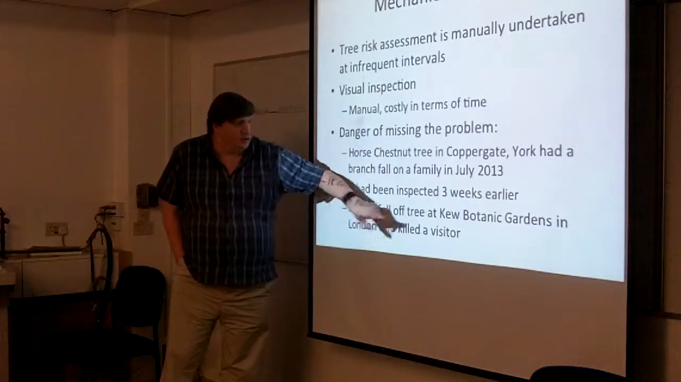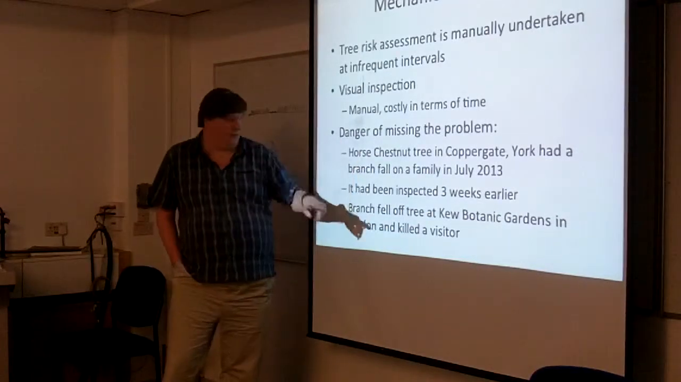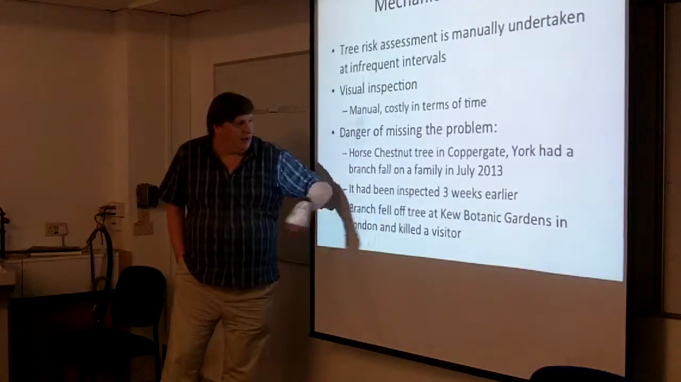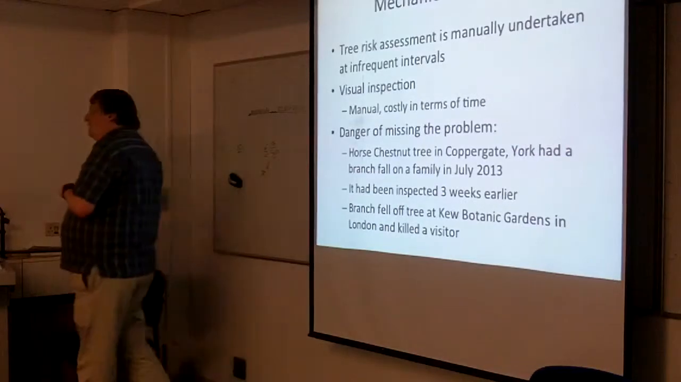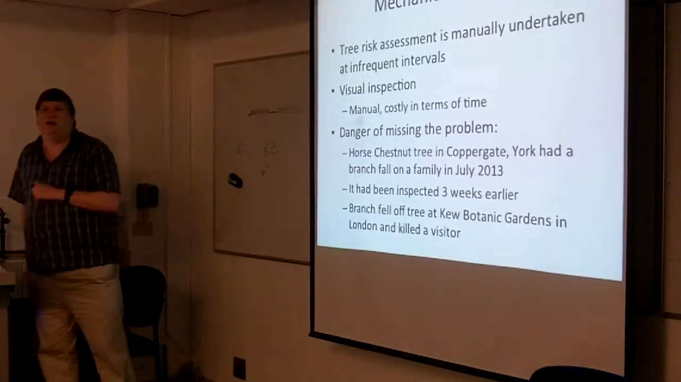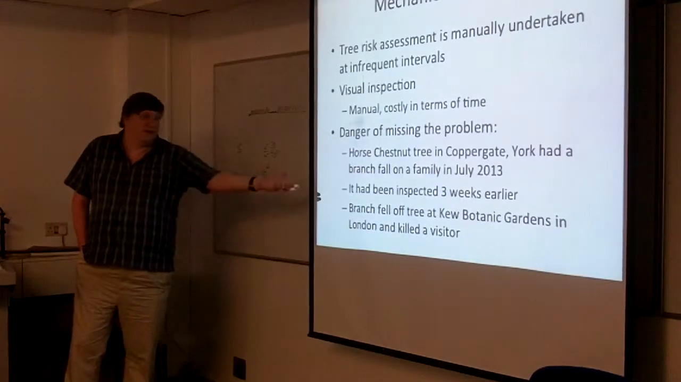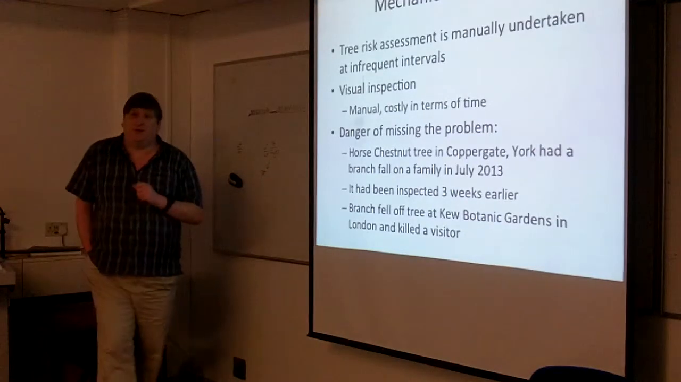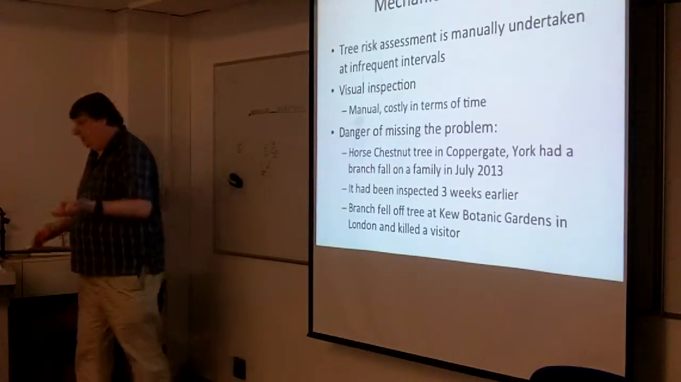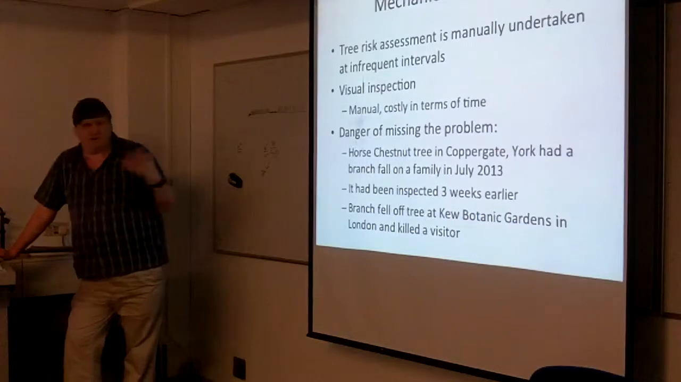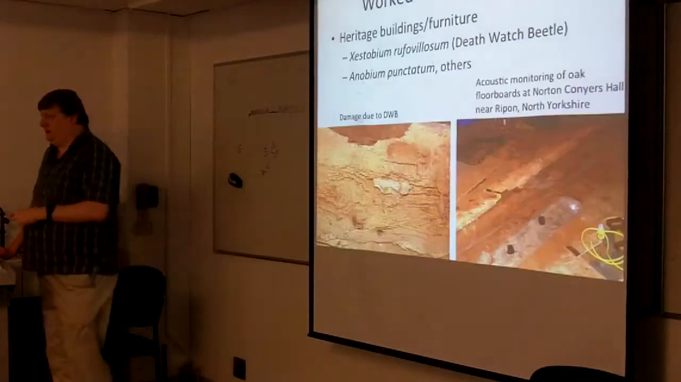But even worse, in fact it happened in Yorkshire a few weeks ago. A branch of a tree fell off at Kew Botanic Gardens and killed someone. So you've got the problem that they have no idea when this is going to happen. It can just happen, nobody knows why. So what we really want is some form of early detection system.